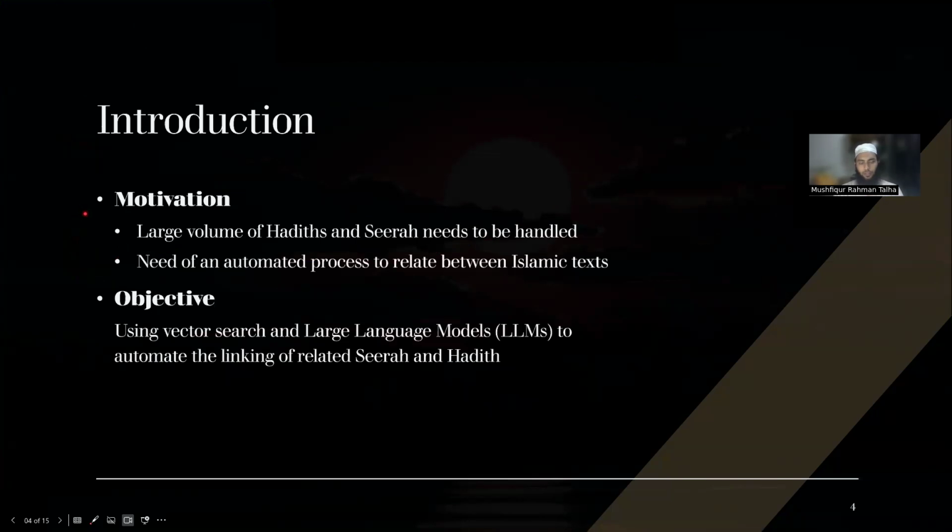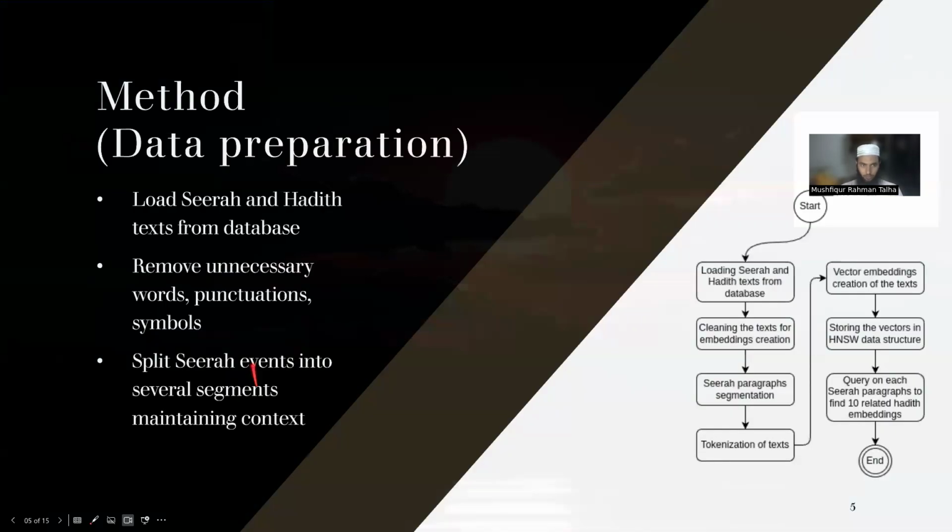Linking of the Hadith and Seerah poses some challenges, including the large volume of Hadith and Seerah, and we need to handle this information carefully. So we need an automated process that can find relationships between the Islamic texts and make these tasks easier for us. Our objective is to use machine learning techniques like vector search and large language models to automate this process. So let's dive into the methodology that we have followed.